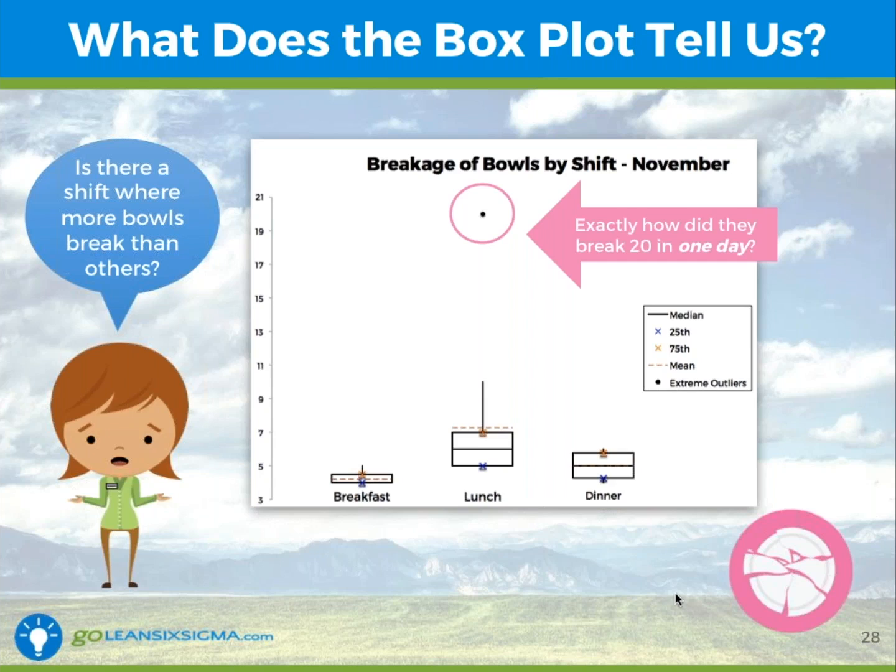So it's just letting you know, and some packages will put an asterisk there, could be a dot, could be an asterisk, but there might be more than one outlier. It's just letting you know that data point was different from the rest of the data set. But what else can a box plot do?